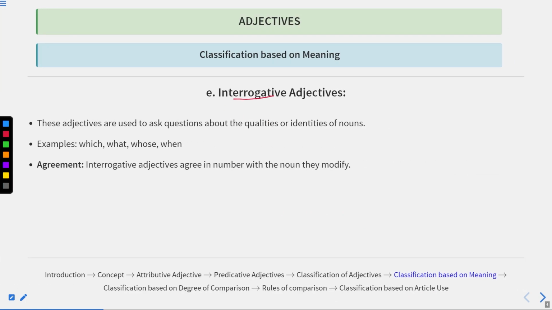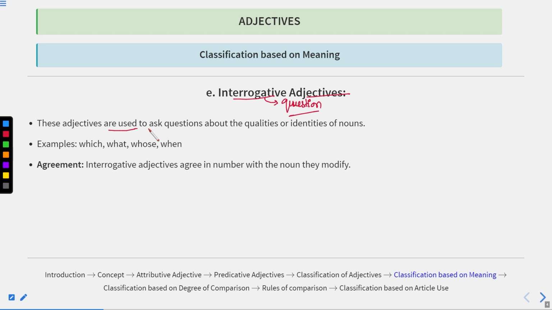Now we'll discuss interrogative adjectives. However, we are going to elaborate these adjectives later on. In here we are just reading them briefly. Interrogative means which are interrogative in nature, which make questions. An interrogative sentence is a question sentence. So interrogative means question words. When we use question words before a noun, these are known as interrogative adjectives.